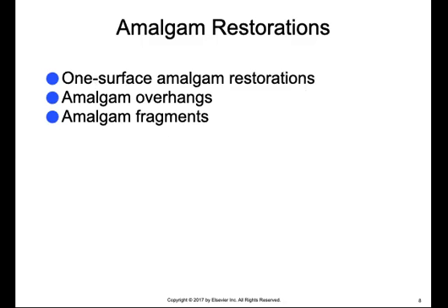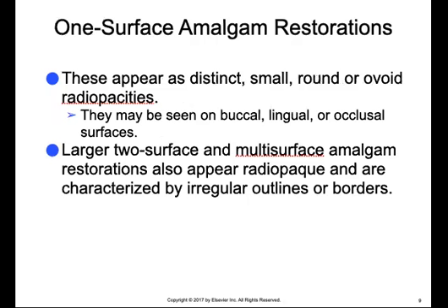Some amalgam restorations that we'll be looking at in this chapter are one surface amalgam restorations, amalgam overhangs, and amalgam fragments. One surface amalgam restorations appear as distinct, small, round, or ovoid radiopacities. One surface amalgams may be seen on the buccal, lingual, or occlusal surfaces of the teeth. Larger two surface and multi surface amalgam restorations also appear radiopaque and are characterized by their irregular outlines or borders.